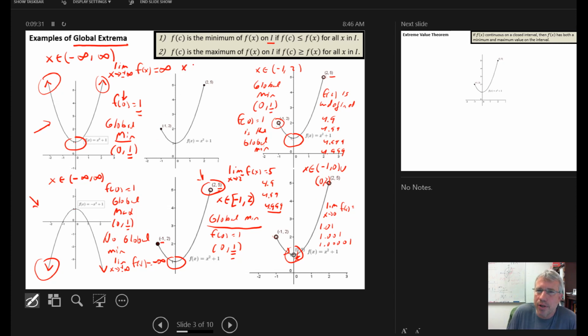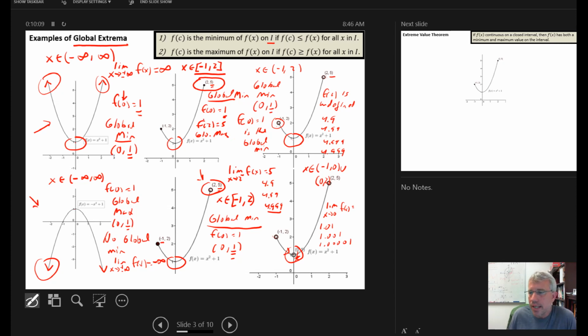This one's actually been defined over the closed interval from -1 to 2, and now I'm going to have a global minimum right here at the low point on the function. The global minimum is f of 0 equals 1. 1 is the global minimum. That's the lowest output I get on the function over this interval that I've defined. But now I'm also going to get a global maximum right here. I see that f of 2 equals 5 is the global max. It's the largest output I get on this function on this closed interval.